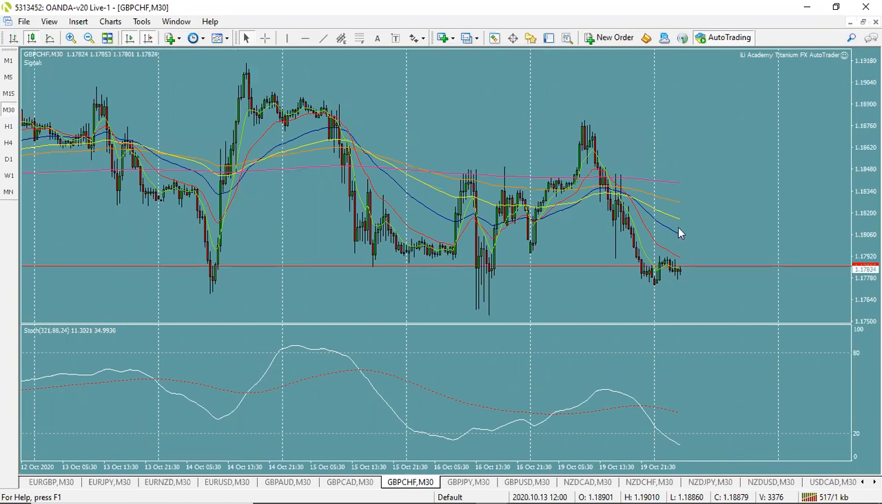Looking at the pound Swiss right now on this 30-minute chart, we've got a mature trend to the downside. All of our moving averages are in order to the downside.